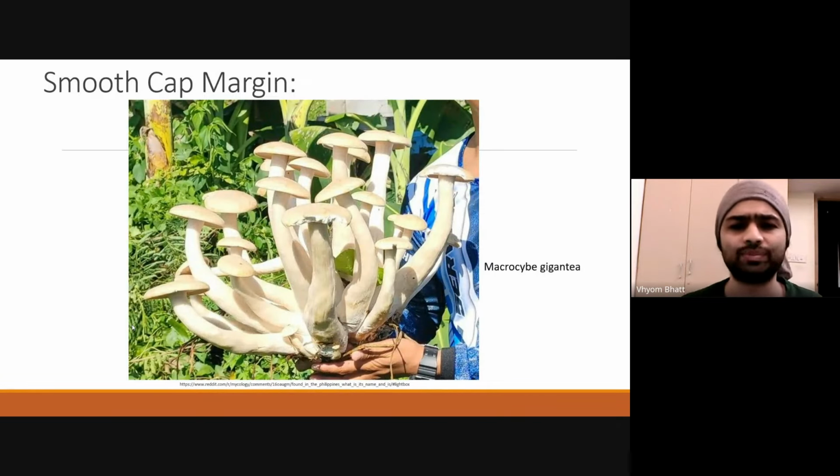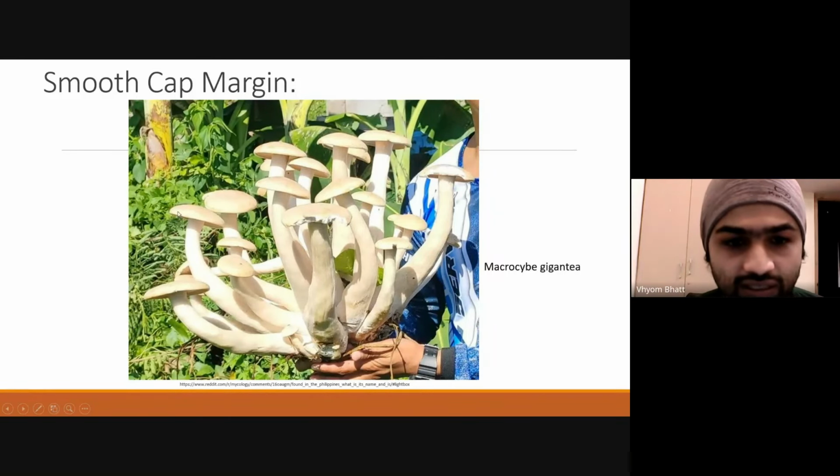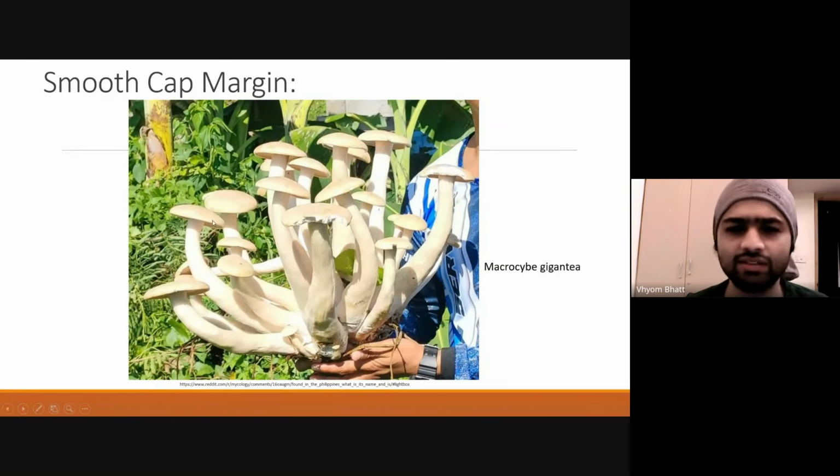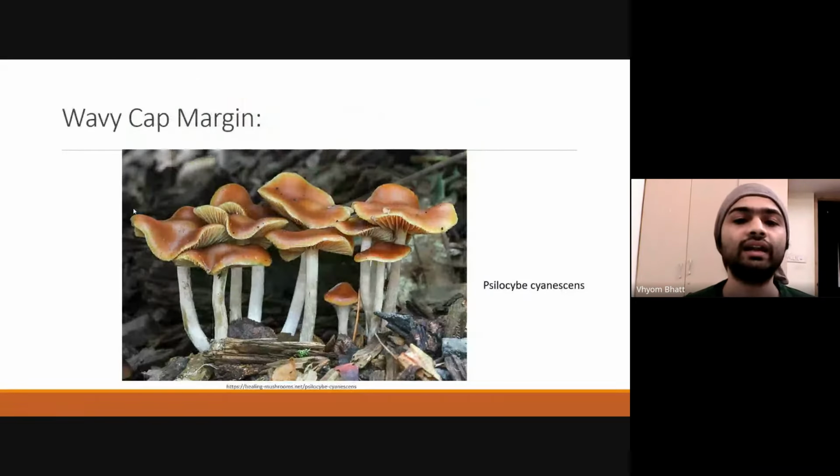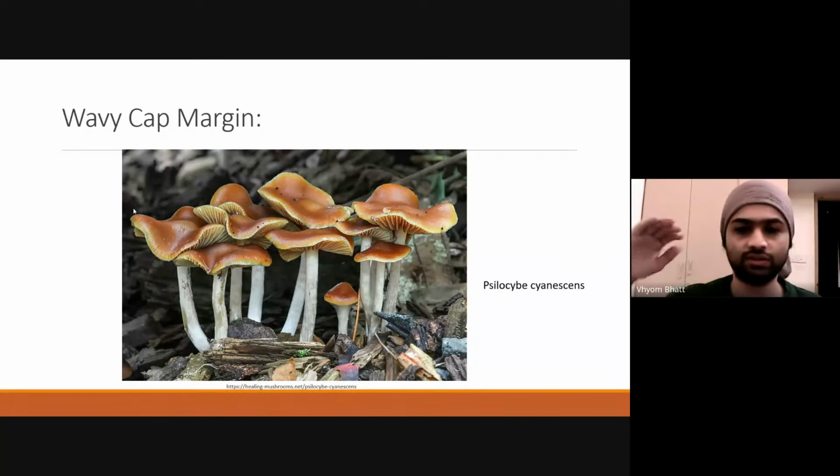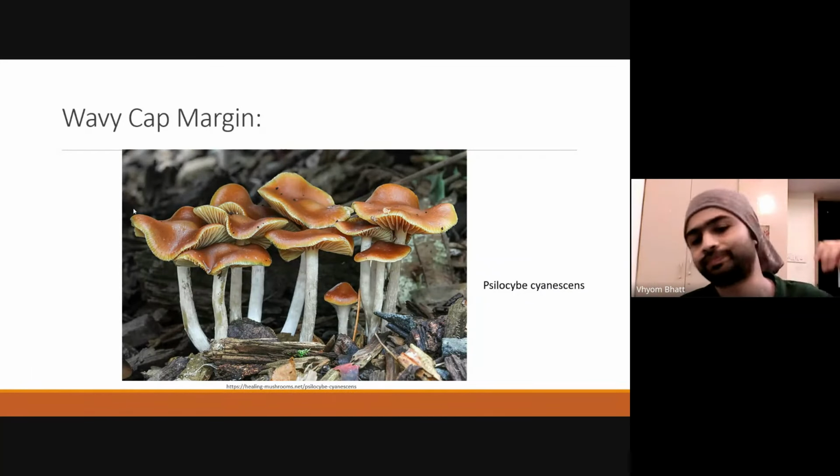Then we have smooth caps, smooth cap margins. So Macrocybe gigantea. This has been also popping up in a lot of parts of South India, from Maharashtra to South. Also in Sri Lanka, where there is a paper of it being cultivated. So you can see this cap margin over here, it has nothing. It's smooth, that's why it has nothing basically. So smooth cap margin. Then we have wavy caps, like waves.